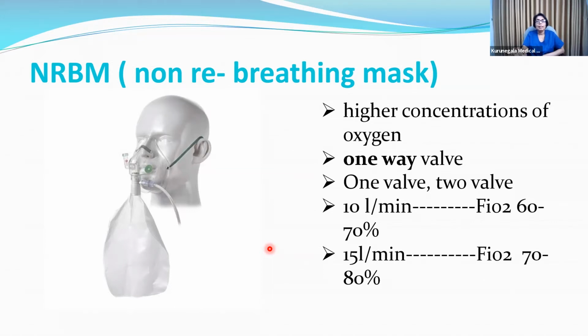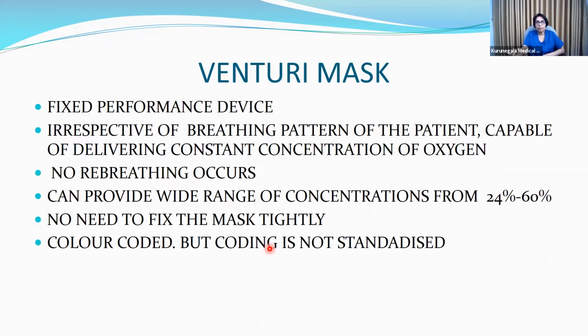Venturi mask. These are called fixed performance devices. So irrespective of the breathing pattern of the patient, these masks are capable of delivering a constant concentration of oxygen. There is no rebreathing whatsoever, and it can provide a wide range of concentration from 24% to 60%. There's no need to fix the mask tightly. They are color-coded, but coding is not standardized.